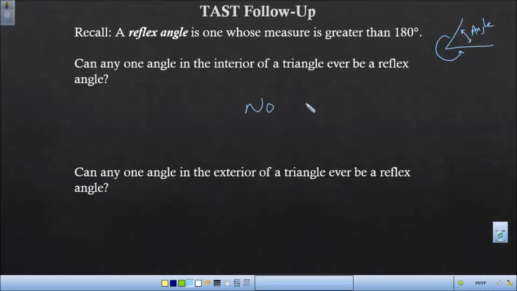And then in addition, can any one angle in the exterior of a triangle ever be a reflex angle? And again, the answer is no, because an exterior angle of a triangle forms a linear pair. So x plus y is equal to 180. That means that the exterior angle has to be less than 180 degrees. So no angle in a triangle or outside of a triangle and formed from one of its edges can ever be greater than 180 degrees. This is as a result of all of these inequality type theorems.